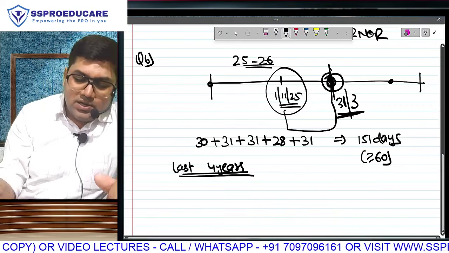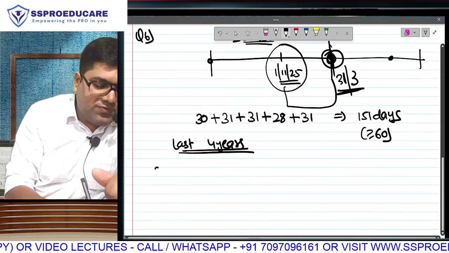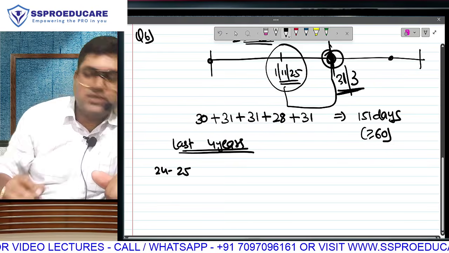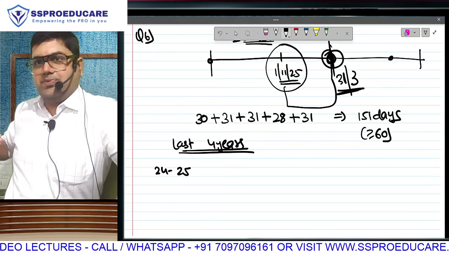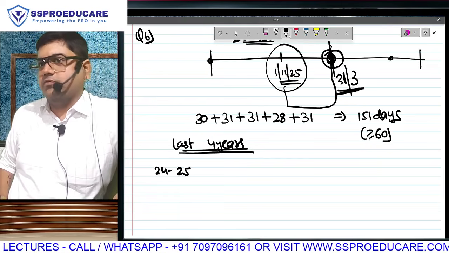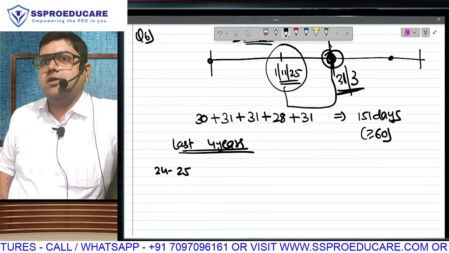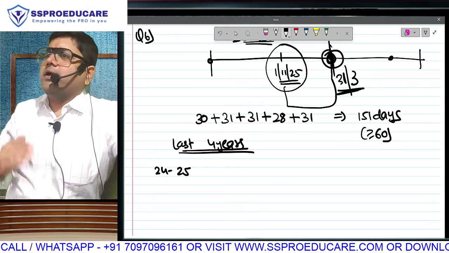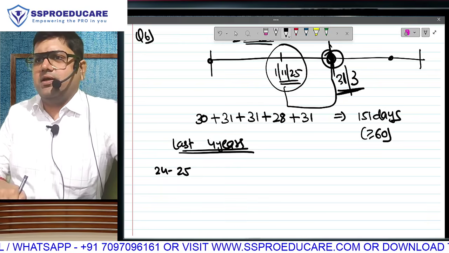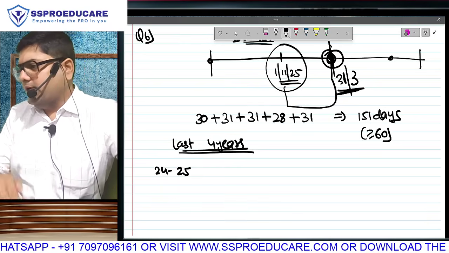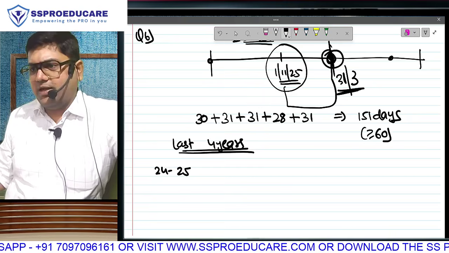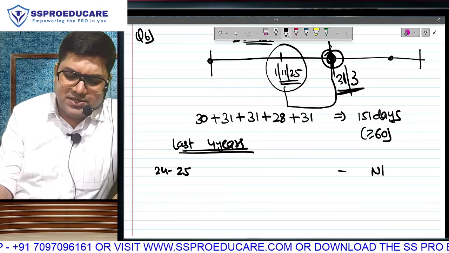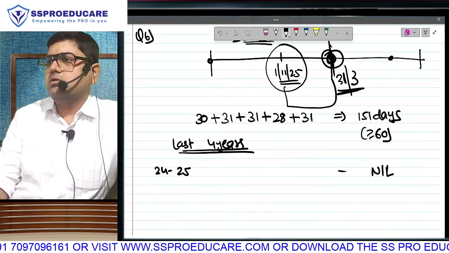Now, for us, in the last 4 years, the first year is 24-25. Do you understand? Because for the previous 4 years of 25-26, the first year is 24-25. What is his stay during 24-25? If he left India in July 2023 and he directly came in 2025, that means this financial year he hasn't come to India at all.